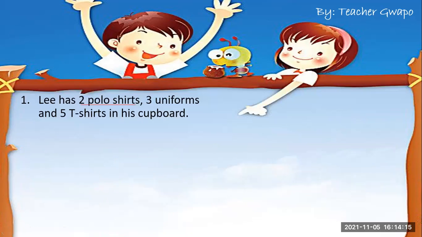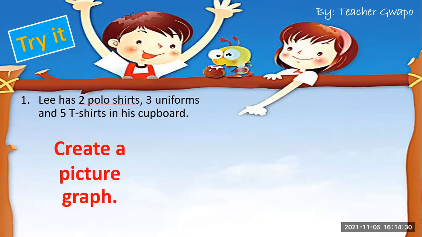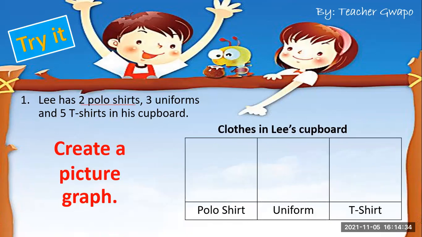Now here, let's say for example, Lee has 2 polo shirts, 3 uniforms, and 5 t-shirts in his cupboard. Now let's try to do this one. We will create a picture graph. So, clothes in Lee's cupboard, we will draw like this. As we can see in the problem, there are 2 polo shirts. So we will draw here.